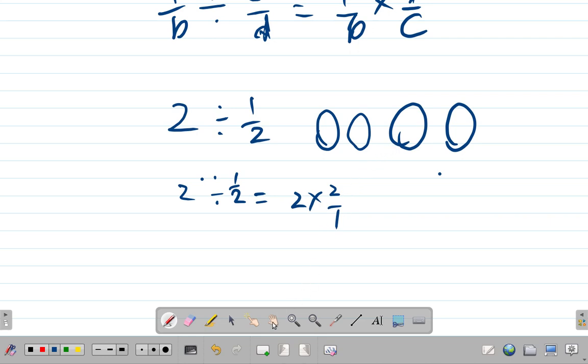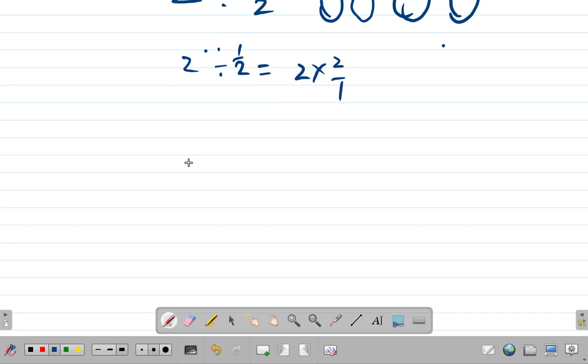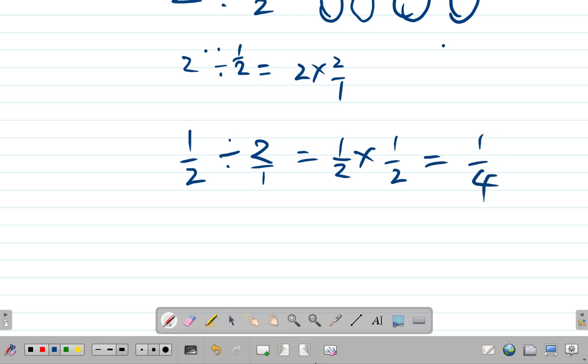Now, you have a fraction. Half divided by a number. Half divided by 2. What would that be? Well, that is the same as half multiplied by, now remember, 2 is 2 over 1, so half multiplied by 1 over 2. Half times half, that's a quarter. That is what you're going to get.